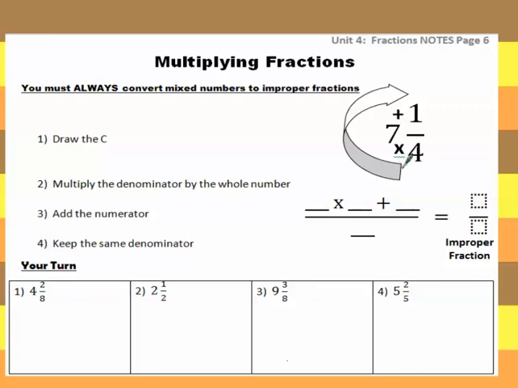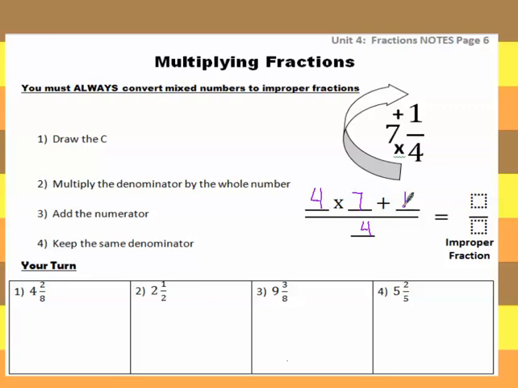Remember, we draw the magic C. So we draw the C, we multiply on the bottom, and we add on the top. So if we were to solve this problem, we draw the magic C, we multiply the denominator by the whole number. So we're going to do 4 times 7, so you can fill this in on your notes. Then you add the numerator, so we're going to add 1, and we keep the same denominator. So this denominator is going to be 4.